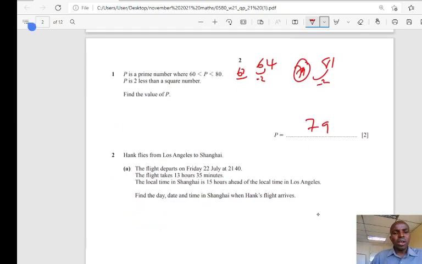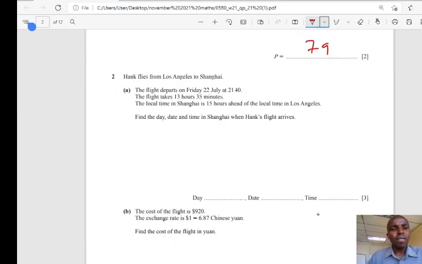Done. Question number 2. Han flies from Los Angeles to Shanghai. The flight departs on Friday, 22 July at 21:40. The flight takes 13 hours 35 minutes. The local time in Shanghai is 15 hours ahead of the local time in Los Angeles. Find the day, date, and time in Shanghai when Han's flight arrives.